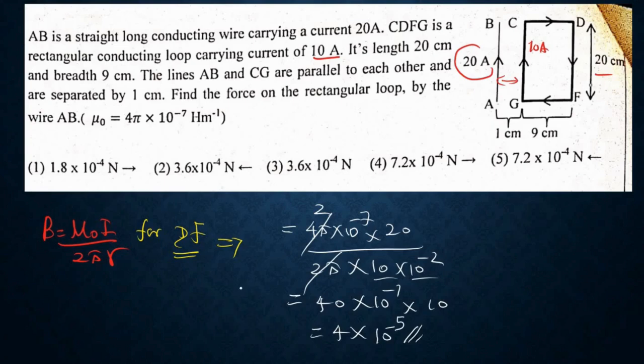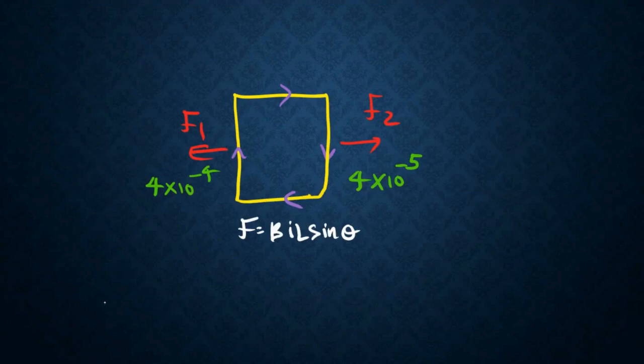Now we have both B values. What we need to find is the forces on CG and DF. Now we have the magnetic field intensity. Let's find the values for force. This is the equation we need to apply, BIL sine theta. So B 4 into 10 to the power minus 4, the current through the loop 10 amperes, and the length we are given, it's 20 into 10 to the power minus 2, because it's in centimeters, I need to convert it, and it's actually parallel to the plane, so sine theta equals 1.